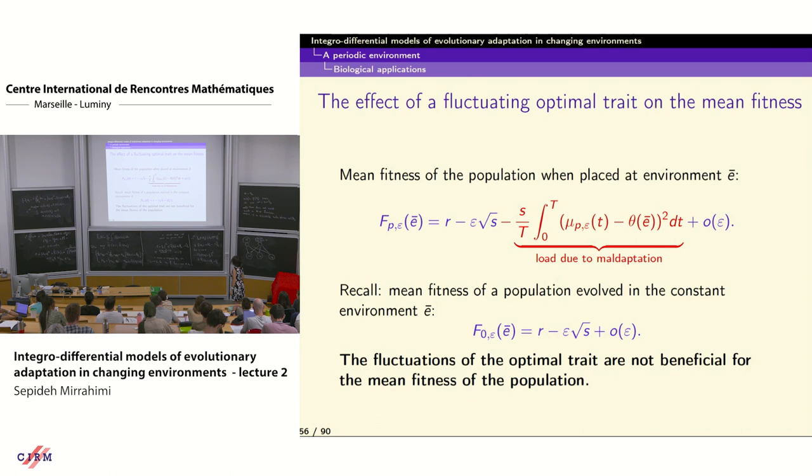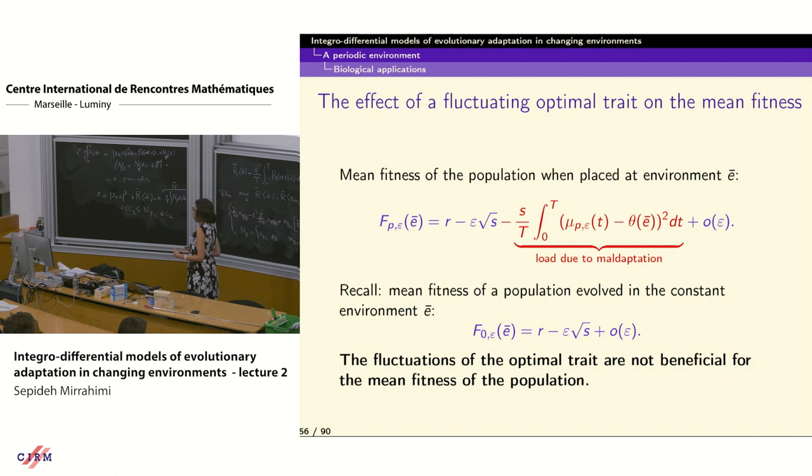Okay, and if we compare this with the mean fitness of a population that had evolved in a constant environment, we don't have this negative term. So what we obtain is that the fluctuations of the optimal trait are always negative. They have a negative effect. And the phenomenon that was observed in the biological experiment cannot be observed by this model.